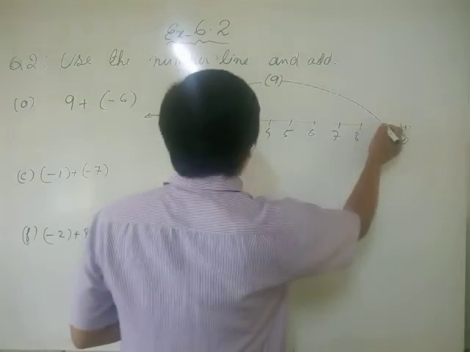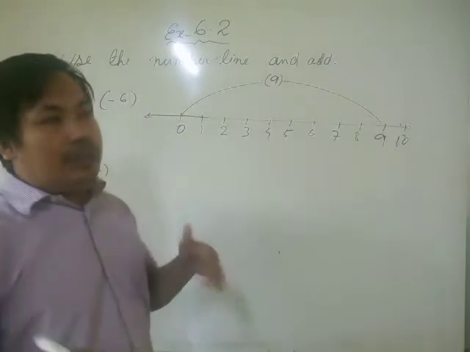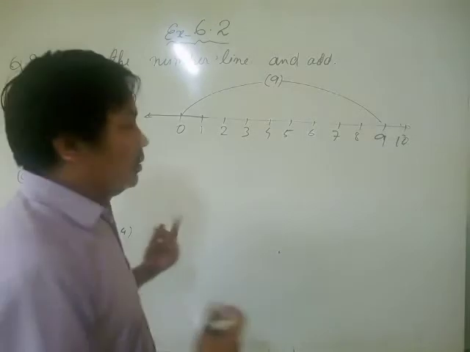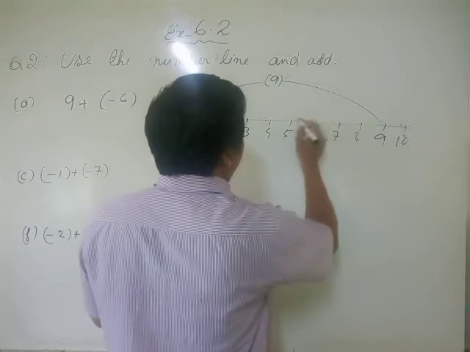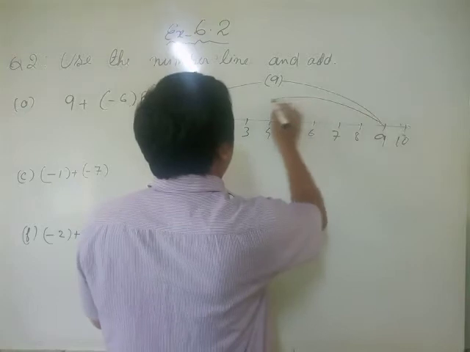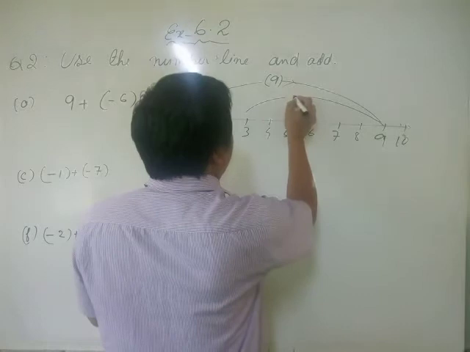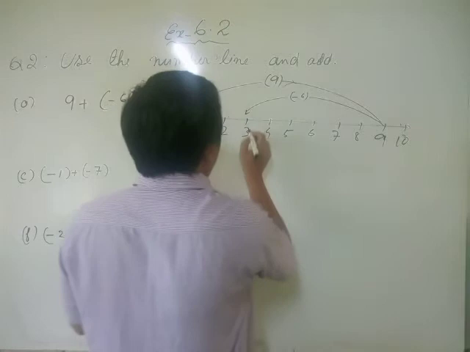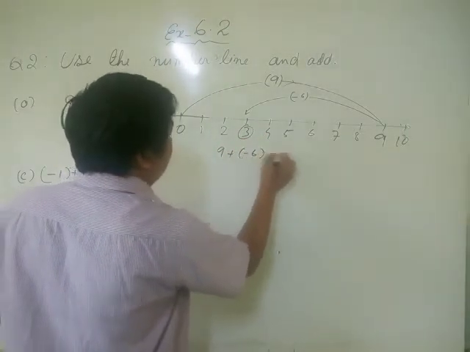And then it says plus minus 6. Minus 6 means a negative integer, so we have to move towards the left side from 9. That means 1, 2, 3, 4, 5, 6. From here to here is minus 6. Like this, we come here. So the answer is 3. Therefore 9 plus minus 6 is equal to 3.